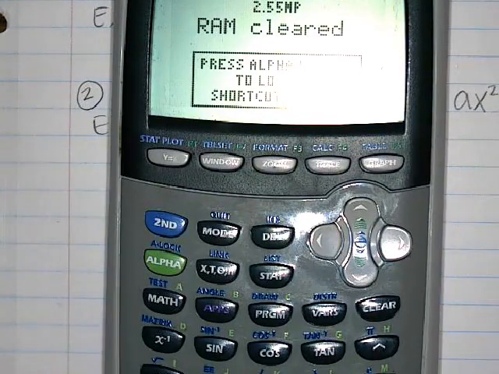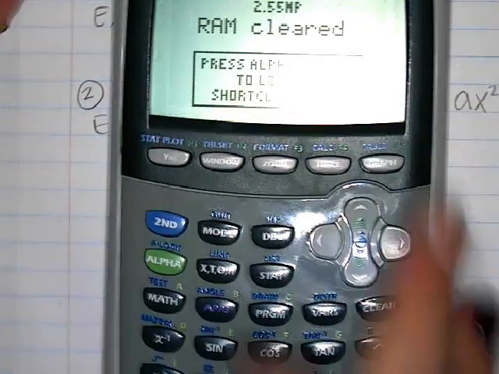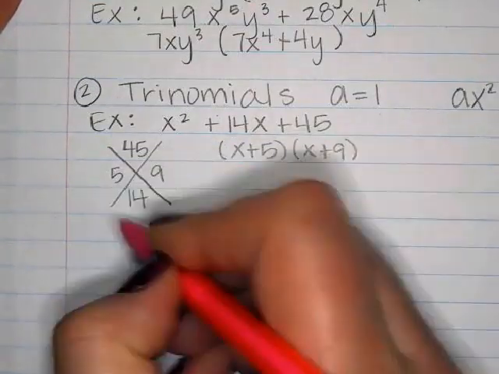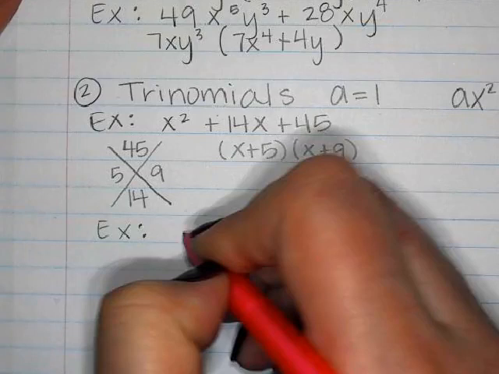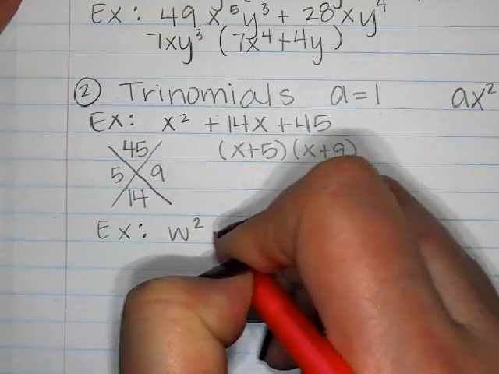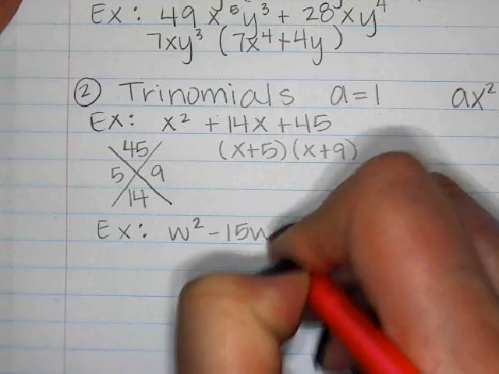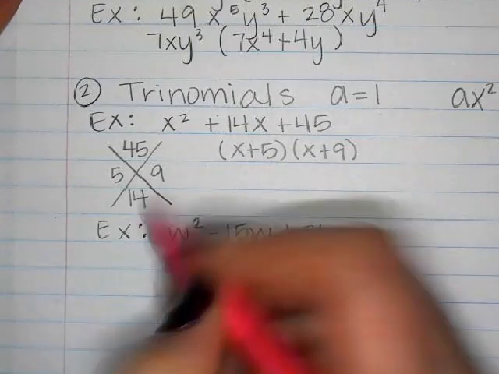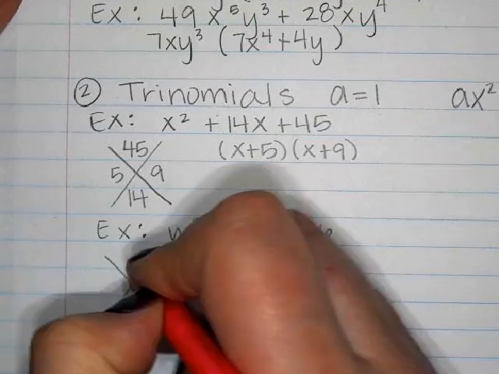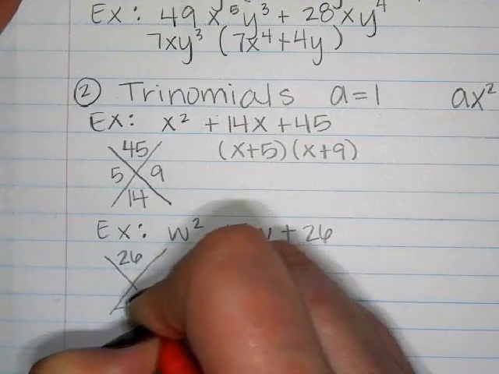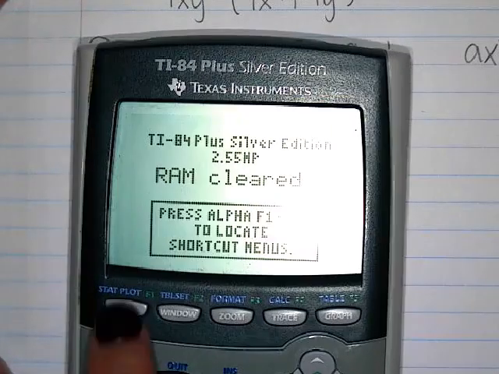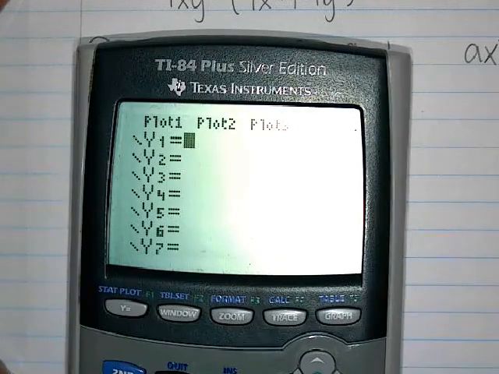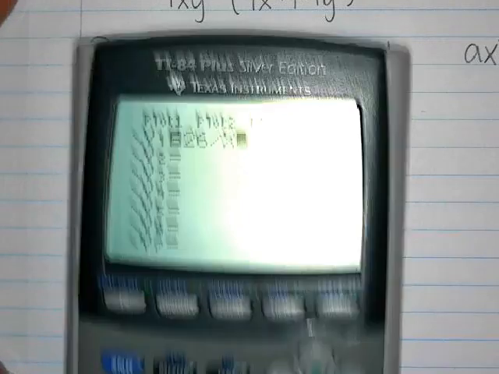Okay, let's try another one. All right, so this one, we're going to do w squared minus 15w plus 26. So we're looking for two numbers that multiply to 26 and add to negative 15. So I would go to my y equals screen. I would do 26 divided by x. 26 divided by x. And then I would do second graph.